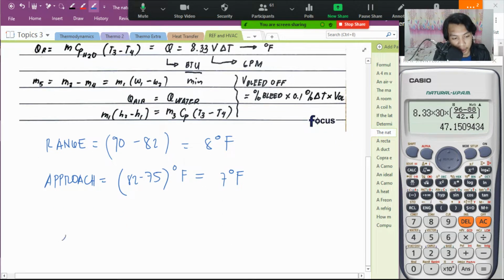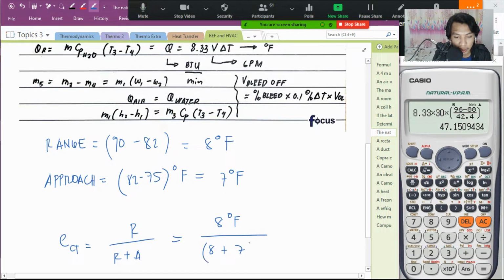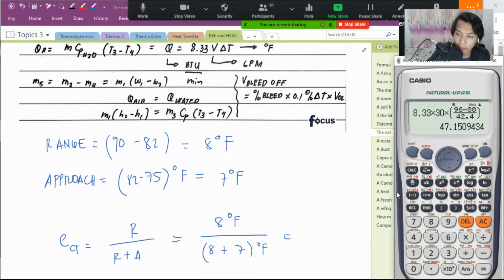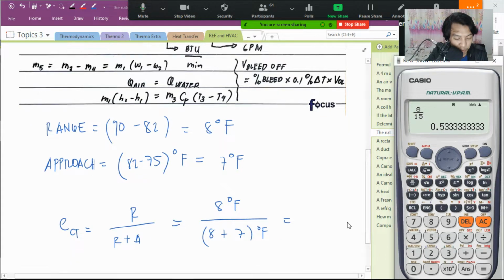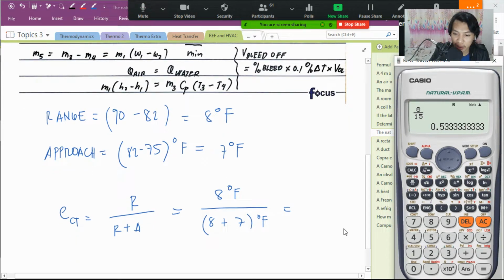Now, the efficiency of your cooling tower is equal to range over range plus approach. The 8 degrees Fahrenheit divided by 8 plus 7 degrees Fahrenheit. The cooling tower efficiency is 8 divided by 15. The answer is 0.53. Yan ang ating cooling tower efficiency.